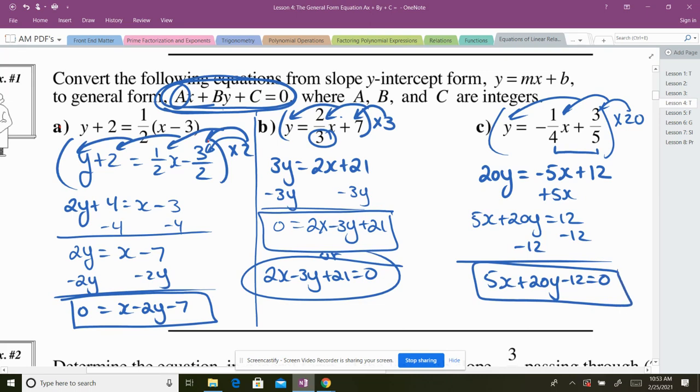A is the only one that has to be positive. The number in front of the x has to be positive, and everything has to equal 0. No fractions. Okay, that's real. This is all I'm going to ask you to do on a test. I'm going to ask you to convert it to standard form, and I'm going to ask you to do the next thing.